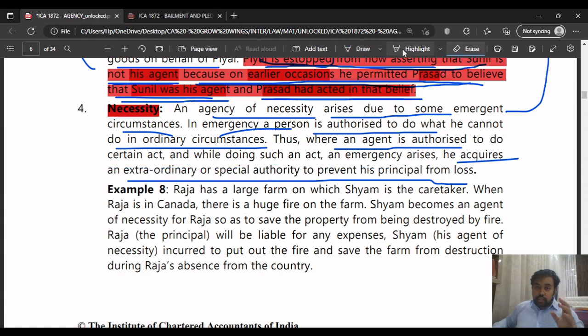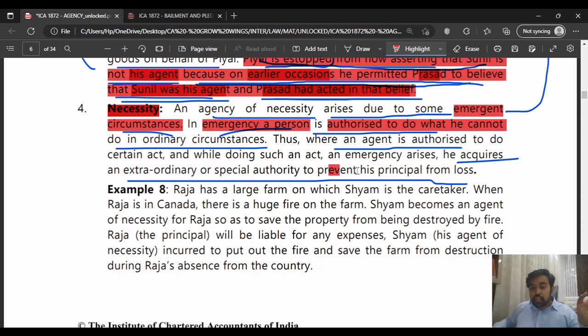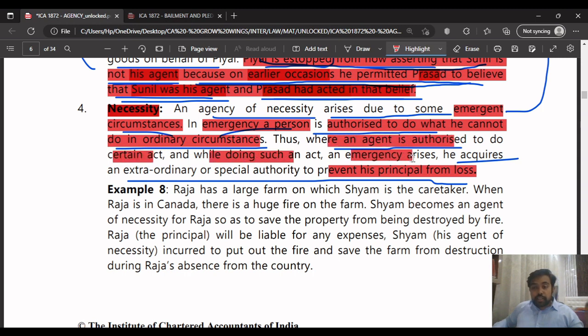So what they're telling is, in case of an emergency, the agent can act even if he is not authorized. If he is authorized to do a certain act, but not authorized to do certain other acts, in case of emergency, to prevent his principal from suffering loss, he can do an act which the principal has not authorized in the ordinary course of circumstances. Where an agent is authorized to do a certain act, while doing such an act an emergency arises. While doing that act only, the emergency arises. He acquires extraordinary or special authority. This is a very, very important keyword: the extraordinary or special authority to prevent his principal from loss. So you have to write these words. Okay, these are very, very important.